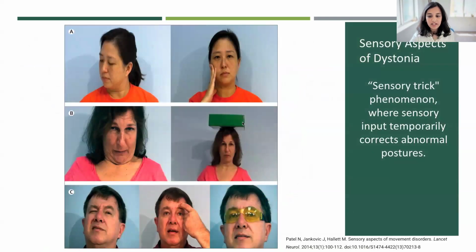So this is a nice little picture of different aspects of dystonia, the sensory aspects. The sensory trick is mainly where sensory input helps you temporarily correct the changes in posture. So this gives a good snapshot of how the sensory trick works.